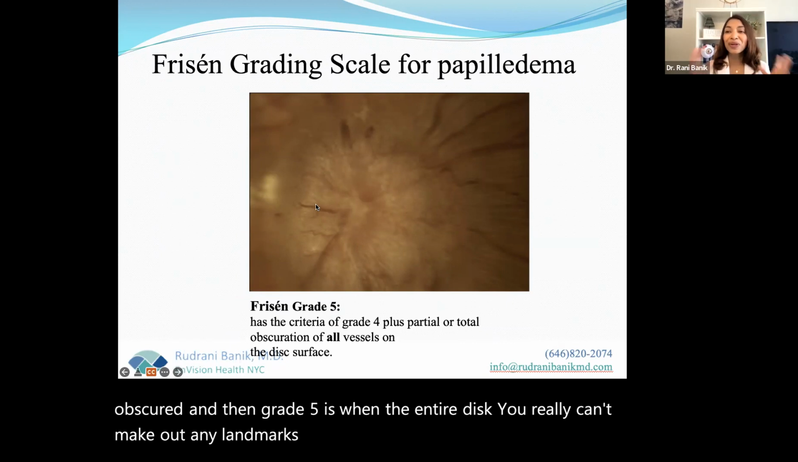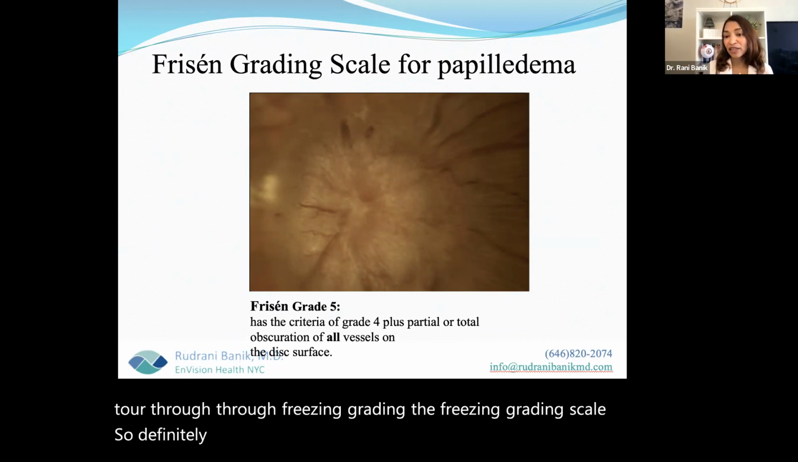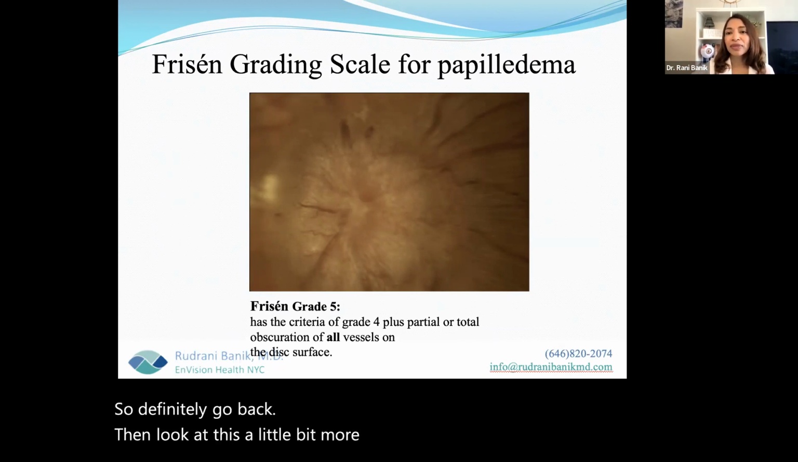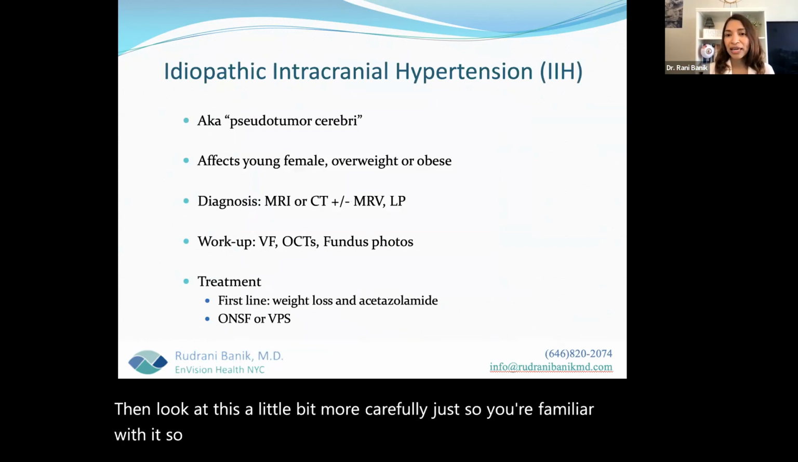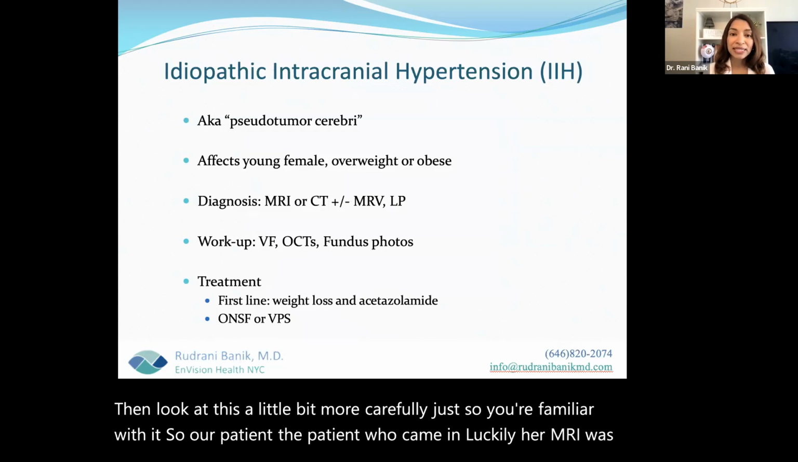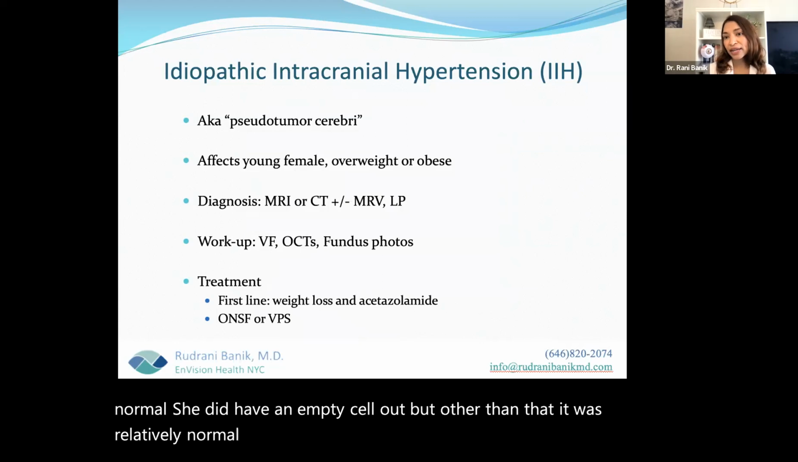So again, this is a whirlwind tour through the Frisén grading scale. So definitely go back and look at this a little bit more carefully, just so you're familiar with it. So our patient, the patient who came in, luckily her MRI was normal. She did have an empty sella, but other than that, it was relatively normal. So you're concerned about idiopathic intracranial hypertension.